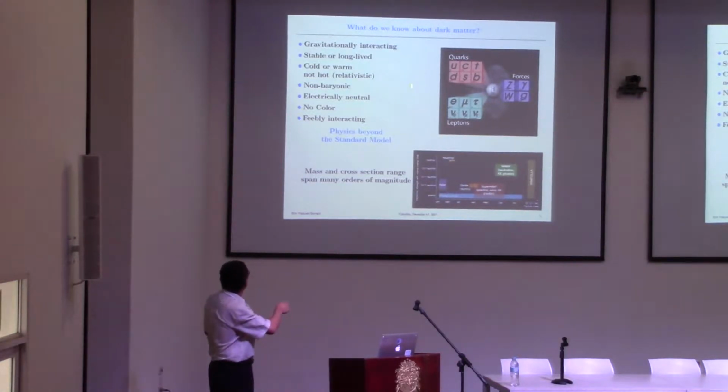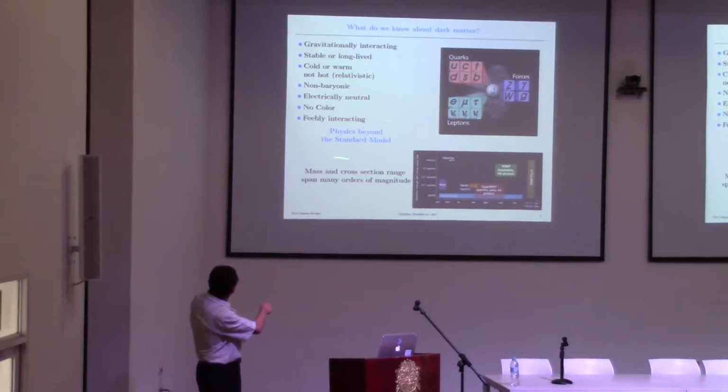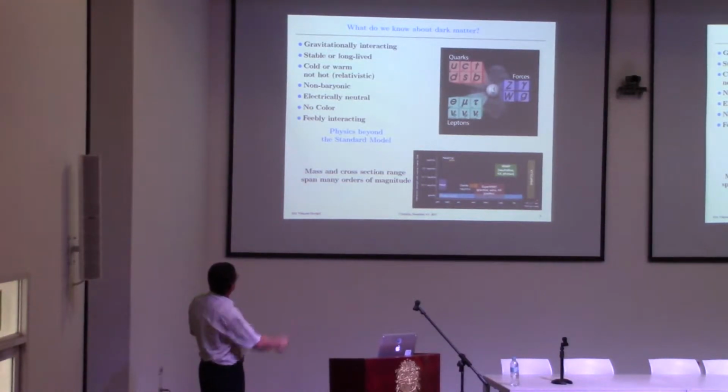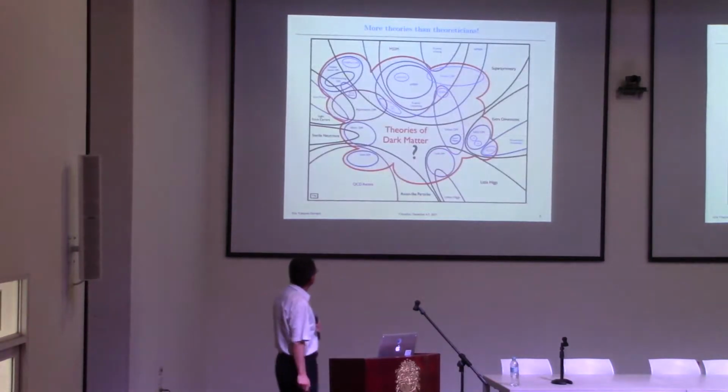It interacts gravitationally, and it has to be stable or long-lived. And you can see here the list of what we know. It's basically pointing to physics beyond the standard model. And there's a huge range of cross-sections and many possibilities, and I want to focus on two of them.